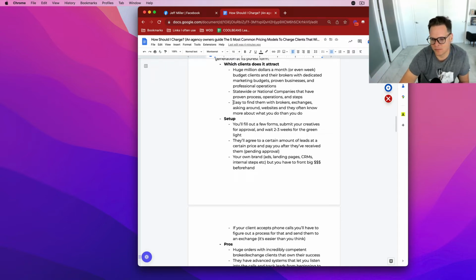It's easy to find them with those brokers, exchanges, asking around, websites. You do basic Googling. And they often know more about what you do than you actually do. They'll often employ ex-agency owners, kind of like how you work for a major law firm and then you work for a company doing their law, same exact thing. So they'll hire a very successful agency owner to manage the agencies. You'll be on the phone with somebody and you'll try to razzle dazzle, and he's like, man, I used to do that stuff. Don't even try it, right? They'll know more about what you do than you do.